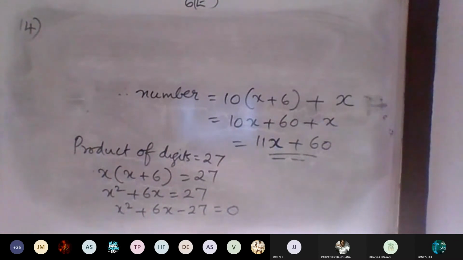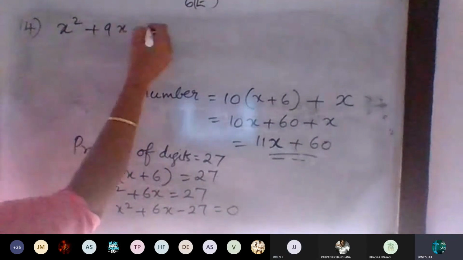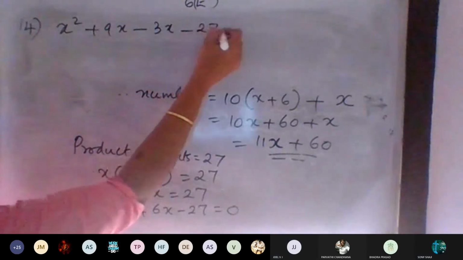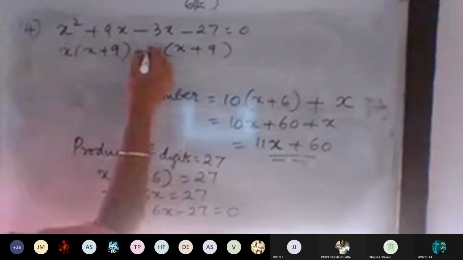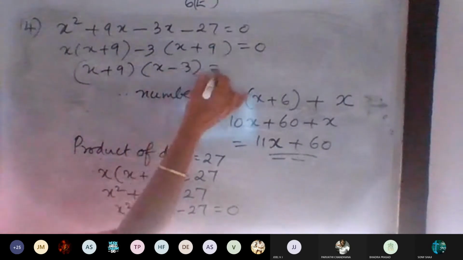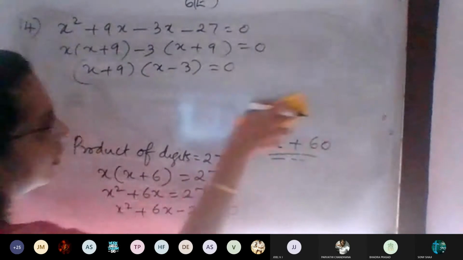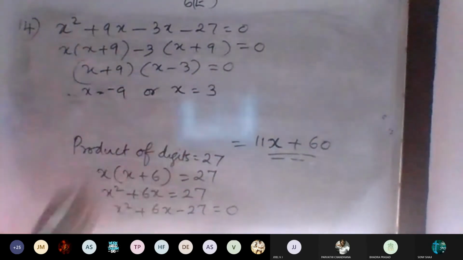x square plus 6x minus 27 is equal to 0. 27 and 6, which are the two numbers? 9 and 3. x square plus 9x minus 3x minus 27 is equal to 0. So x into x plus 9, minus 3 into x plus 9 is equal to 0. So x plus 9 into x minus 3 is equal to 0. Therefore, x is equal to negative 9 or x is equal to 3. x equal to negative 9 is not possible. Therefore, we take x is equal to 3.